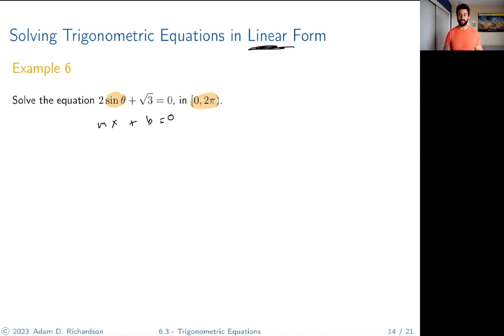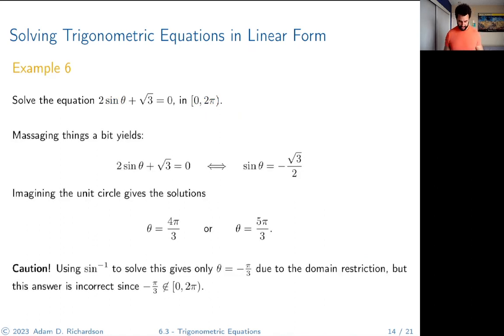The process of solving for it is the same. You just want to solve for theta, so move everything away from theta that you can, and then think about the arc sine, or really just think about what angles give you a sine of that value. So if you solve this for sine theta, you get this. What we're looking for is angles where the sine is negative root 3 over 2. So how do we do it? We imagine the unit circle. Sine is negative root 3 over 2, so that's going to be down here.